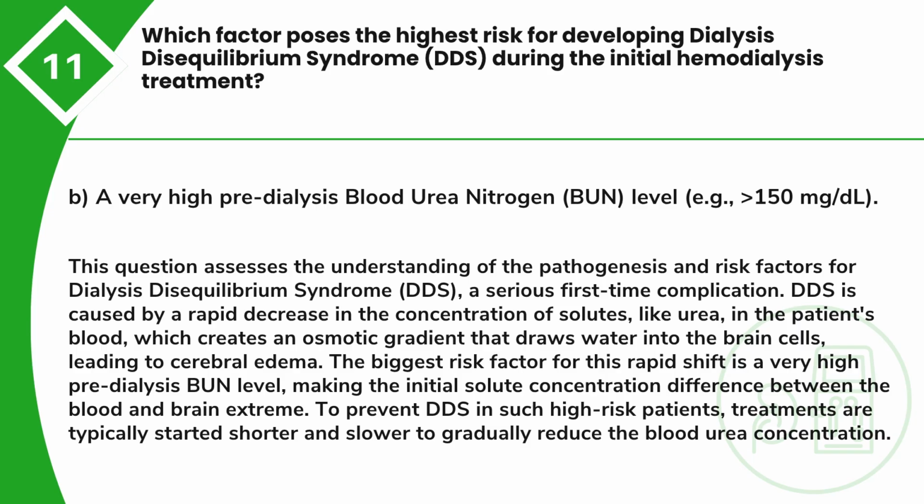The biggest risk factor for this rapid shift is a very high pre-dialysis BUN level, making the initial solute concentration difference between the blood and brain extreme. To prevent DDS in such high-risk patients, treatments are typically started shorter and slower to gradually reduce the blood urea concentration.